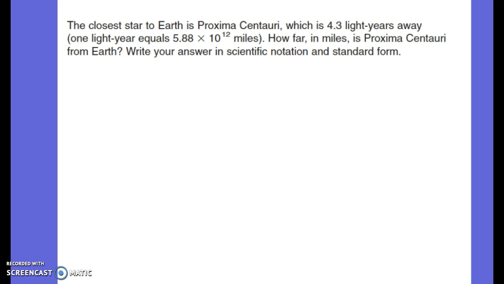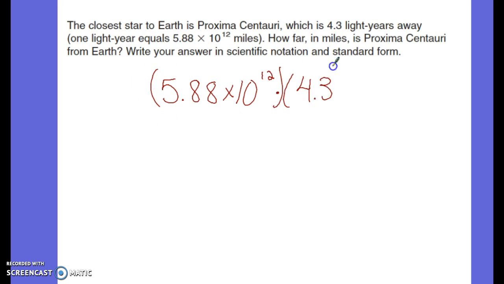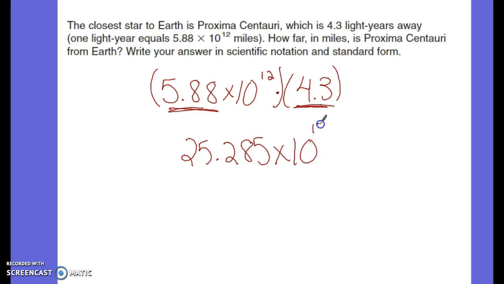Well, if 1 light year is 5.88 times 10 to the 12th, and it's 4.3 light years, we have to multiply. So you get 5.88 times 10 to the 12th times 4.3. So I'm just going to go ahead and multiply my 5.88 and my 4.3. And you get 25.285 times 10 to the 12th.